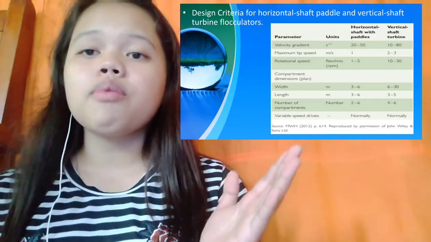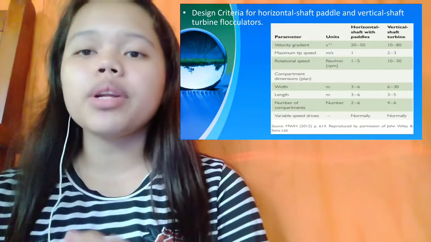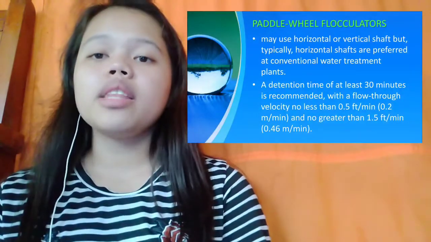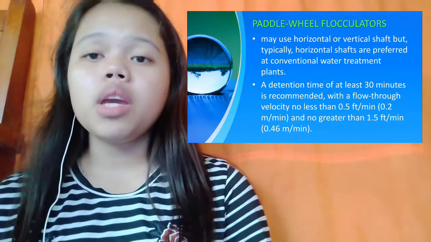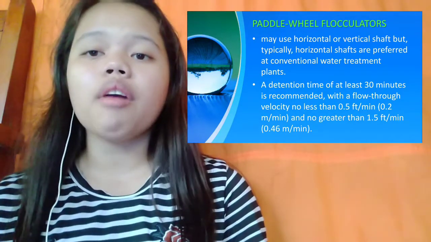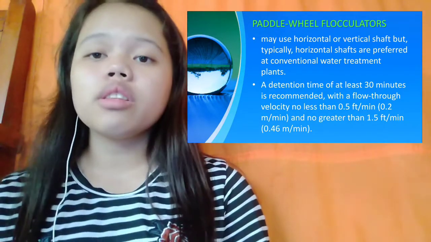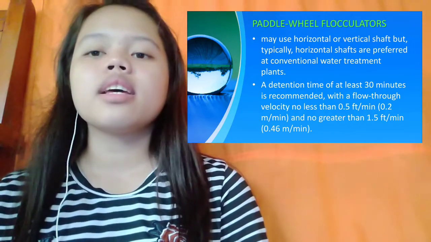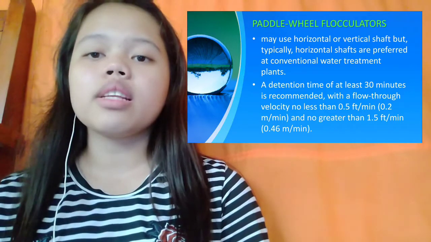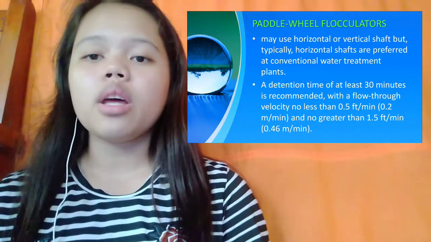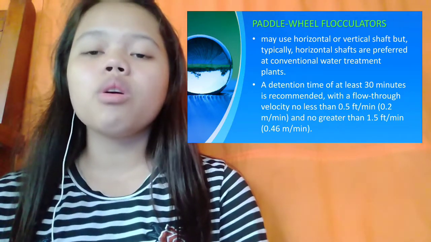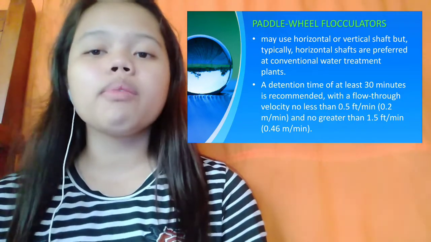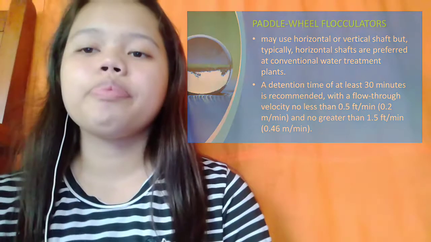Design criteria for horizontal shaft paddle and vertical shaft turbine flocculators. Paddle wheel flocculators may use horizontal or vertical shaft, but typically, horizontal shafts are preferred at conventional water treatment plants. A detention time of at least 30 minutes is recommended, with a flow-through velocity no less than 0.5 feet per minute and no greater than 1.5 feet per minute.